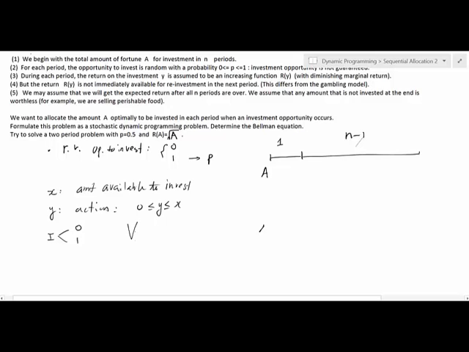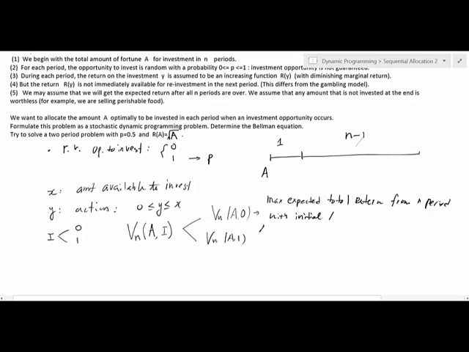Now we can write down the following. We first need the V. V here is the maximum expected return from n periods, with your initial amount A, and also your chance to invest is I. Because I has only two values, this is really Vn(A,0) and Vn(A,1). Vn(A,0) means the maximum expected total return from n periods, with initial amount A, and no investment opportunity.